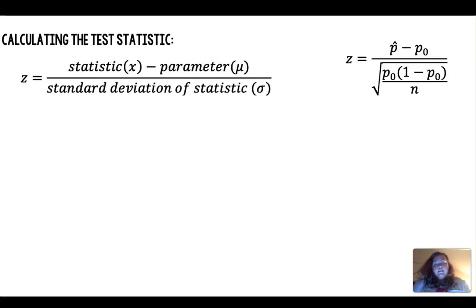Calculating the test statistic. Our test statistic would be a z when we're working with proportions. It's your statistic minus your parameter divided by the standard deviation of your statistic. Specifically, when we're working with one proportion, z is equal to p hat minus p naught, whatever your parameter is, divided by the square root of p naught times 1 minus p naught over n.